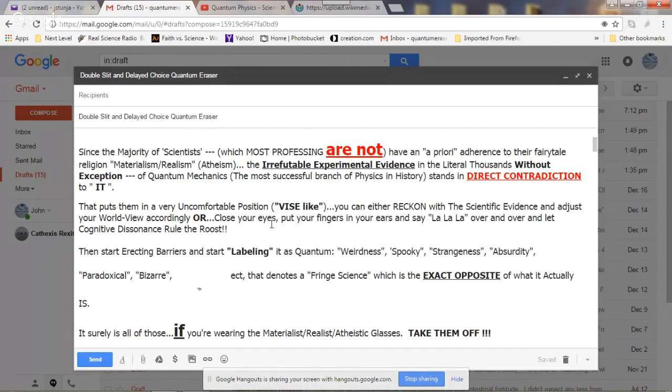Even Dr. Quantum before said something about it. The weirdness. Yeah, it's run for the hills. Who's going to stick around then? See, that denotes a fringe science, which is the exact opposite of what it actually is.